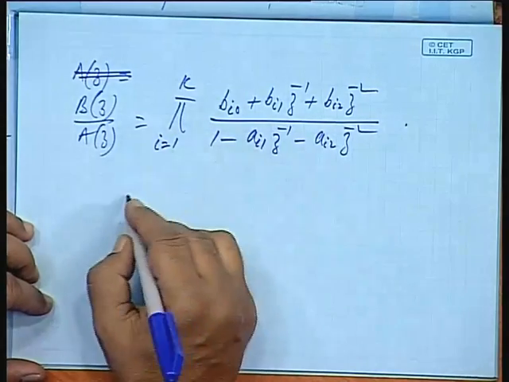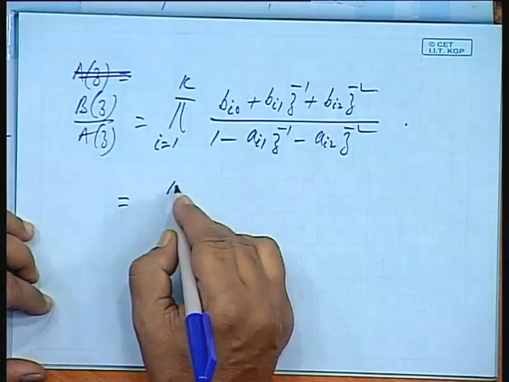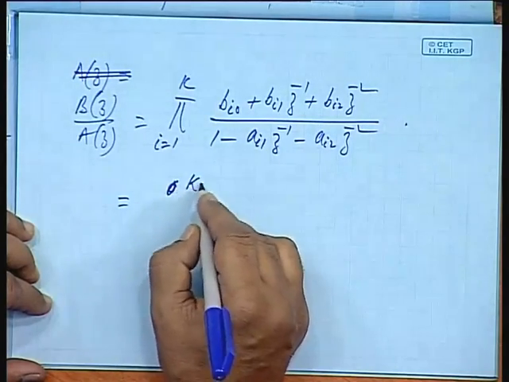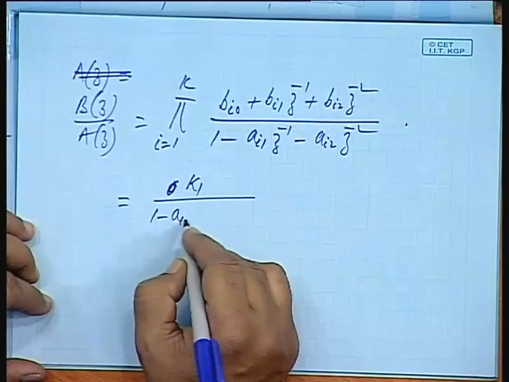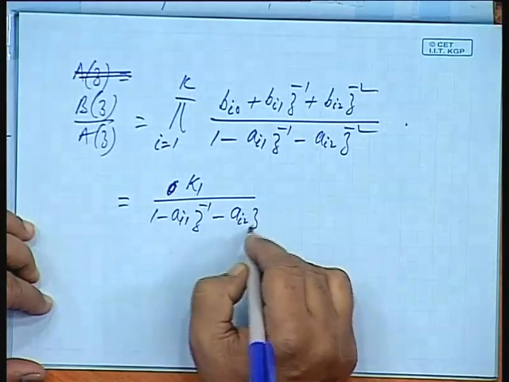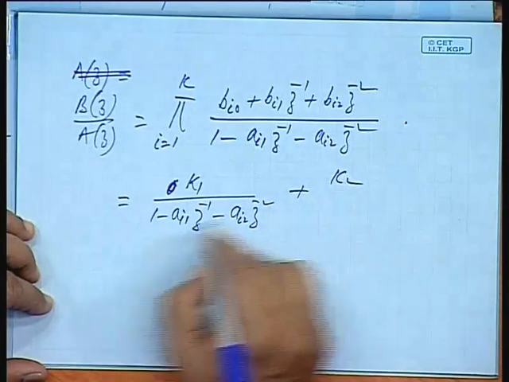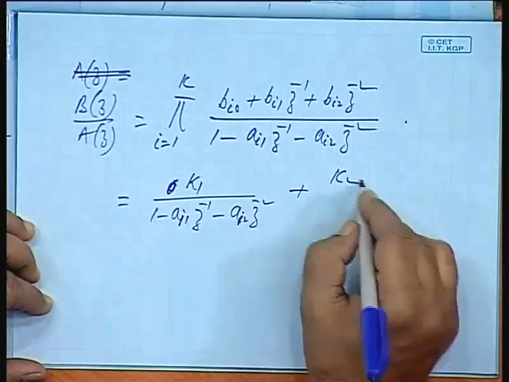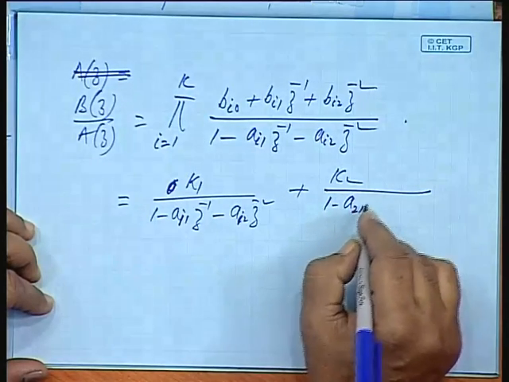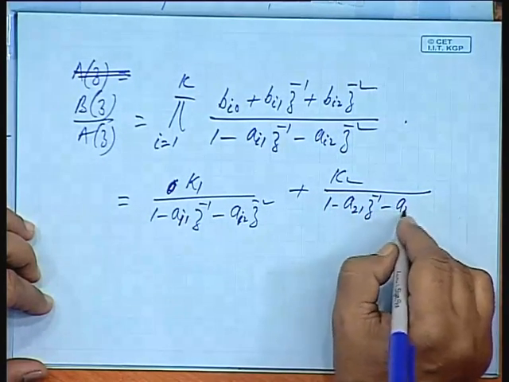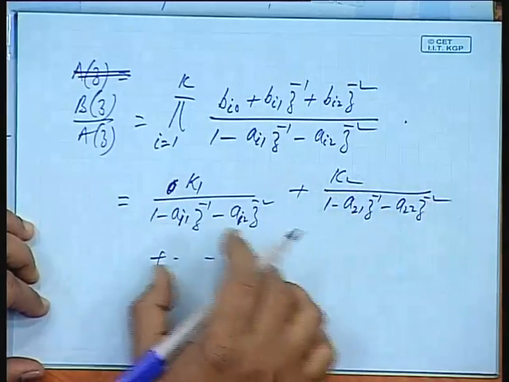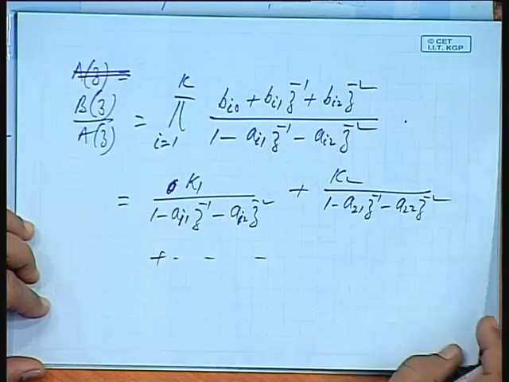I could have also written this as some constant k1 by 1 minus A_11 z inverse minus A_12 z to the power minus 2, plus k2 by 1 minus A_21 z inverse minus A_22 z to the minus 2, and so on. I could have put it in parallel form, all right.